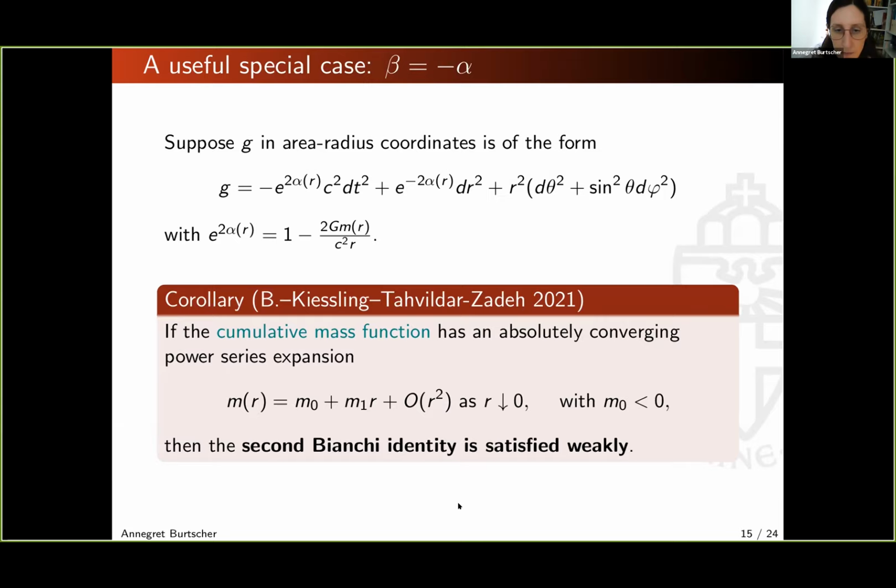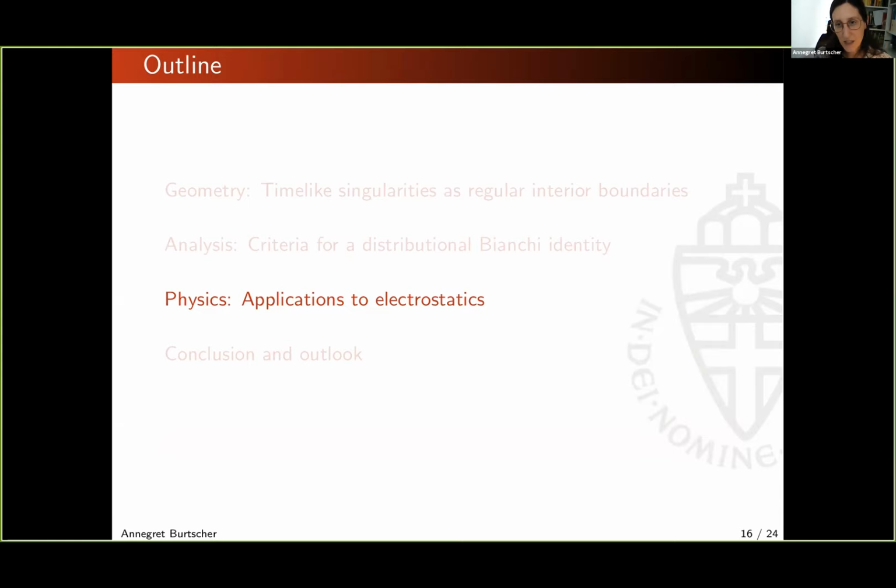So now we have seen that we can make sense of a distributional Bianchi identity, but we still don't know: is there any electromagnetic theory which actually fulfills these criteria? And so this is the last part of my talk.